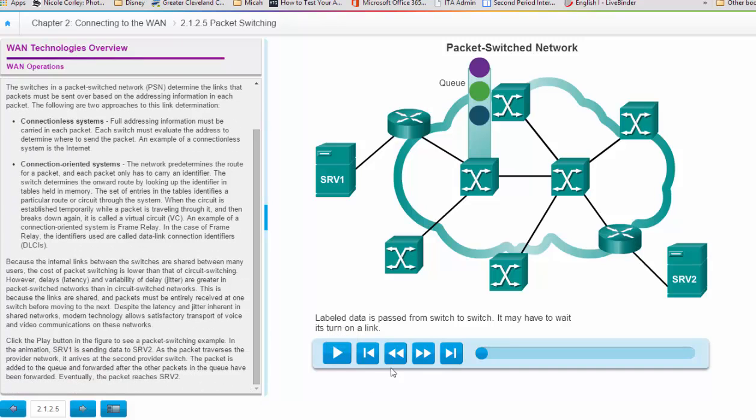So let's look and see how this looks. We've got labeled data passed from switch to switch, and it may have to wait its turn on a link if there's other information going. So here's a good example.